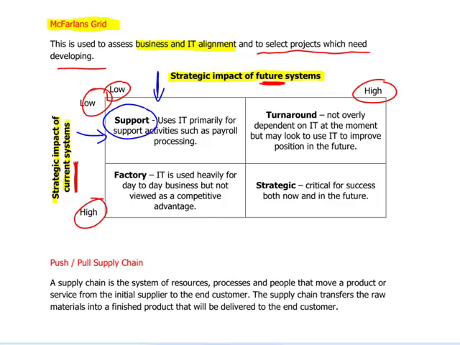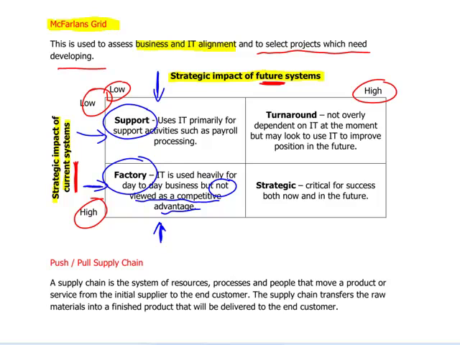Okay, let's have a quick look at what the situation is with current impact. So the strategic impact of current systems is high. Strategic impact of future systems is low. So this is a factory. This is called the factory basis. So in other words, it's used heavily for day-to-day business, but importantly here, it is not viewed as a competitive advantage. So the future impact is low. It's used a lot nowadays, but in the future, it's relatively low.